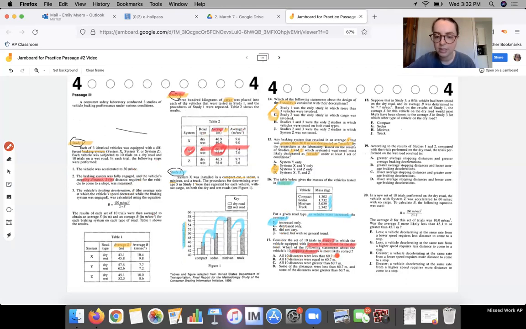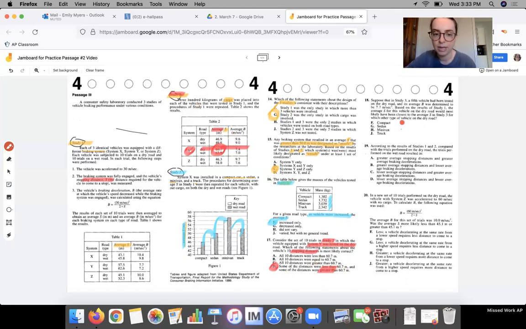So were all distances less than 60, equal to 60, greater than 60, or some were less, some were greater? I know what an average means. Average means you take them all together and then you divide by the number. For averages, some are higher, some are lower. The average is kind of in the middle. So D is the best answer for 17. They took 10 different tests. The average was 60.7. So some will be higher than 60, some will be lower than 60. 17 is D.